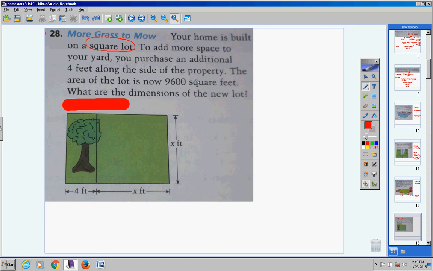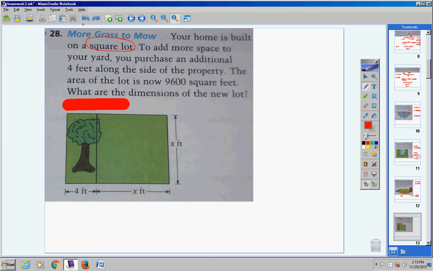Okay, moving on. Your home is built on a square lot. To add more space to your yard, you purchase an additional 4 feet along the side of the property. So you buy this extra little piece of land here. The area of the lot is now 9,600 square feet. So this entire lot, the whole area is 9,600 square feet. What are the dimensions of the new lot?